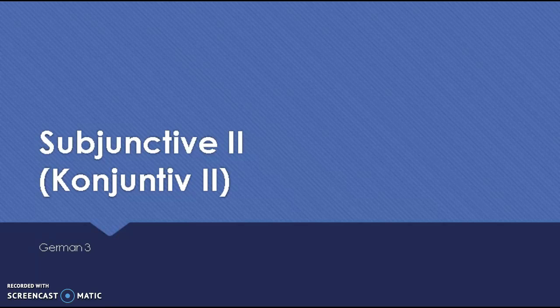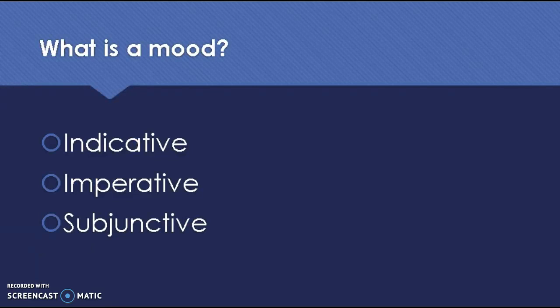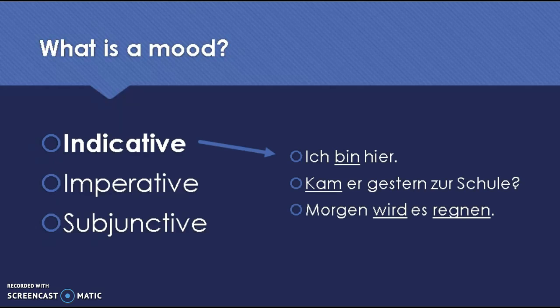So what is subjunctive? Every verb in a German sentence has a tense and a mood. A tense is present tense, past tense, future tense. And there are also three moods that a verb could have. It could be indicative, it could be imperative, or it could be subjunctive. Primarily what we've seen up to this point is indicative, and we've also learned a little bit of imperative as well. So indicative is saying something that is true.